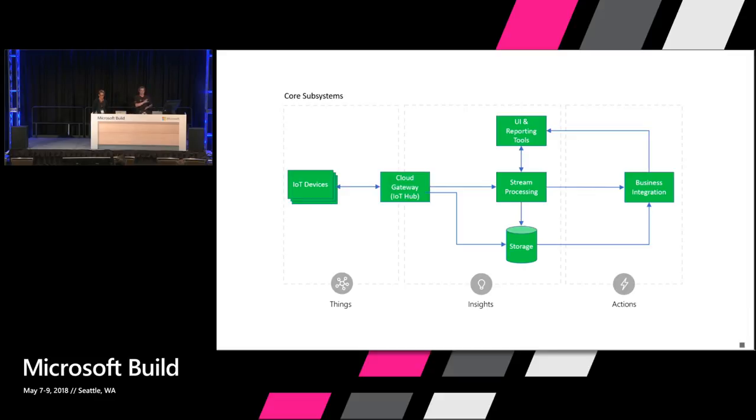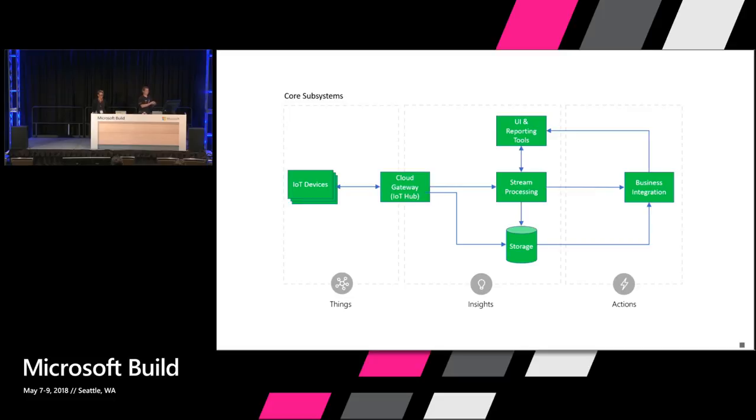Okay, I probably shouldn't have come to this slide yet. Basically what we're going to do over the next 4 or 5 slides is start to layer on additional complexity and subsystems on top of things, insights, and actions. So this set of subsystems, I have yet to see an IoT solution that didn't need each of these.